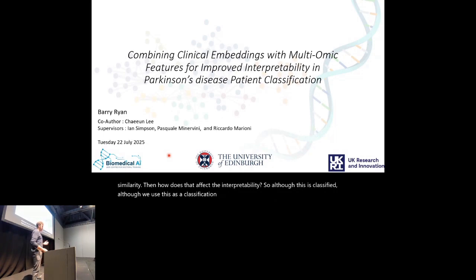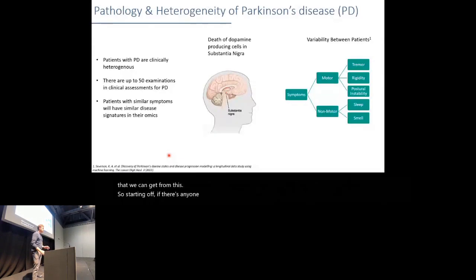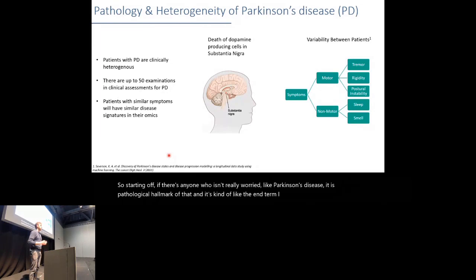So starting off, if there's anyone who isn't aware of Parkinson's disease, the pathological hallmark, the long-term effect of it, is the death of cells in this brain region called the substantia nigra. But I think the common consensus among all clinicians who work with Parkinson's disease is that there are numerous molecular malfunctions that then converge on the same set of downstream symptoms. So that's the long-term effect.